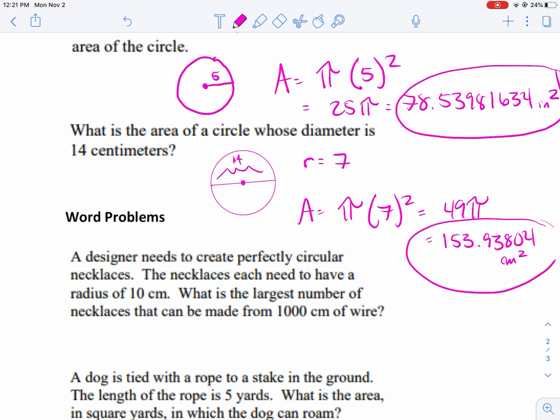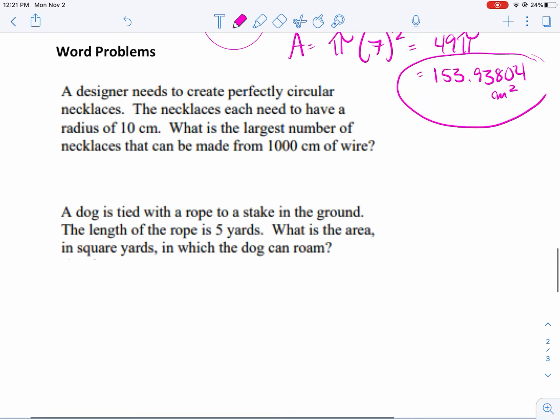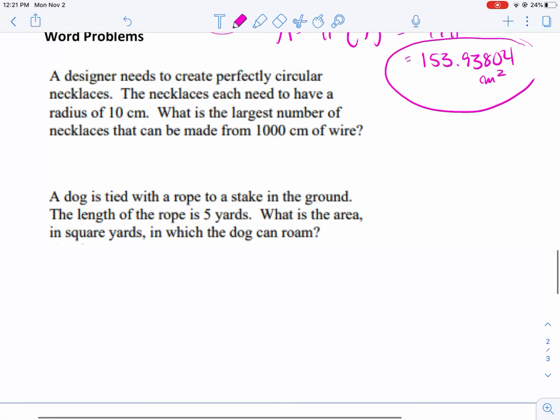Okay, down to the end here. All right, so what's a math problem without adding some words there, right? Okay, eventually that's what it comes down to. So let's put some real life scenarios on these guys, right? So a designer needs to create a perfectly circular necklace, okay? So he wants to create a nice circle necklace, okay? We'll put a little diamond down there at the end, okay? There we go. There's our little necklace.